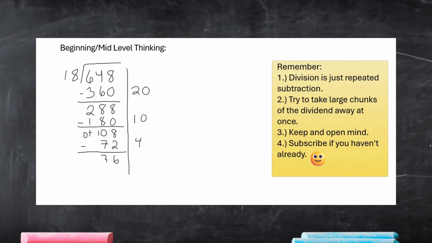Now, when we do our thinking now, it's a little bit more basic, hopefully. You can clearly get 2 more groups of 18 out of 36. And when we do our subtraction, we are left with 0. So this example would have no remainder.